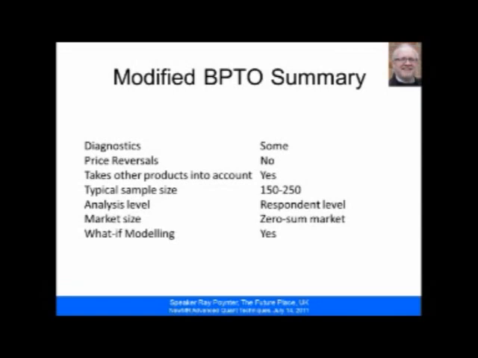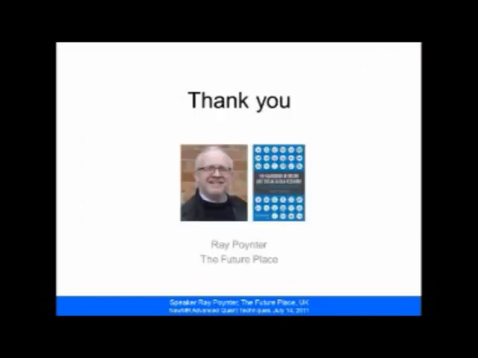Obviously, if you want to build a separate model for occasional consumers, medium consumers, and heavy consumers, then you'd need a larger sample size. The analysis at the respondent level, you can start to segment and group the respondents by their answers. It's a zero-sum market, and it provides what-if modeling. So if you have a pricing study, and you need to look at fine detail and portfolio pricing, this is a much better way to go than the traditional brand price trade-off. So with that, I look forward to questions.